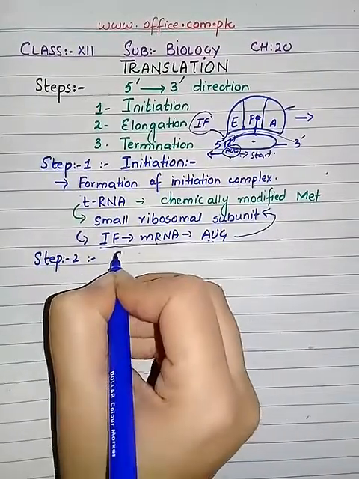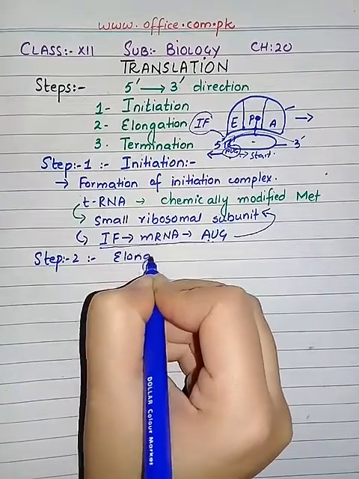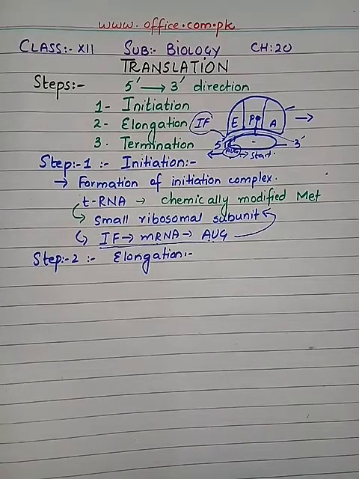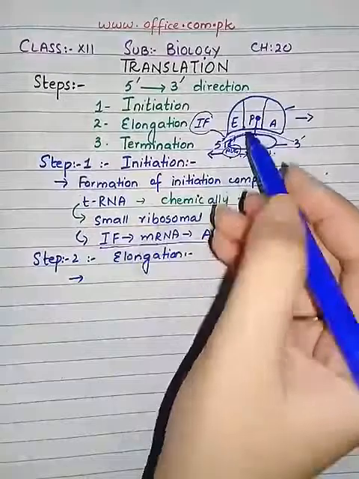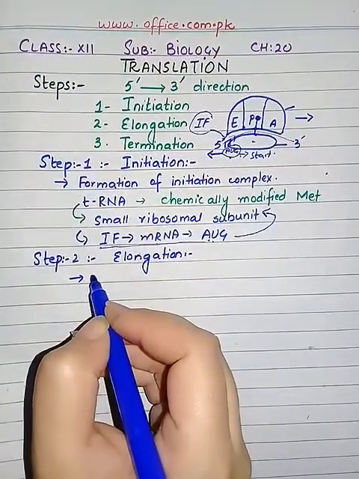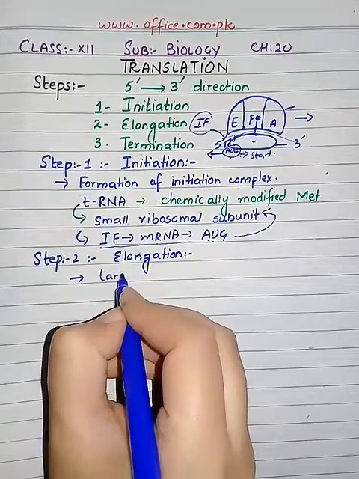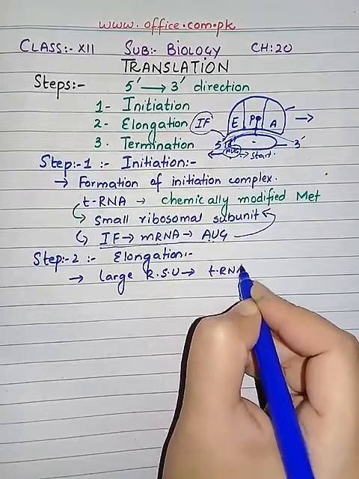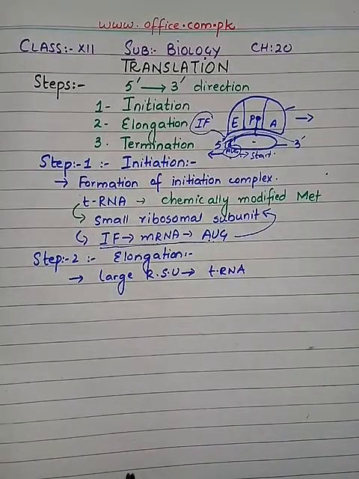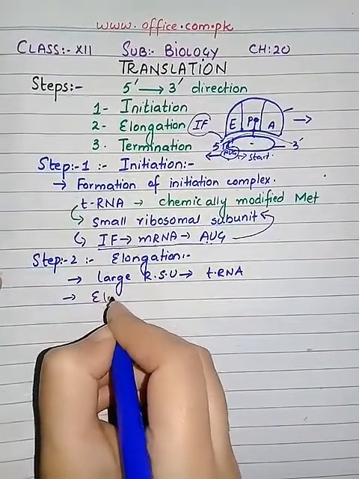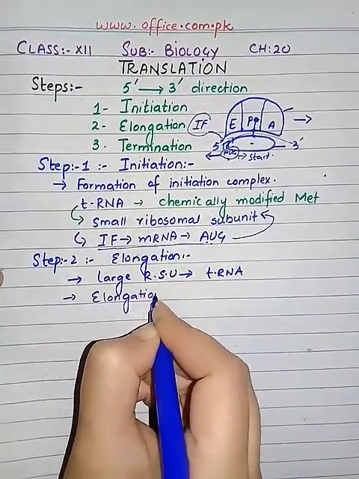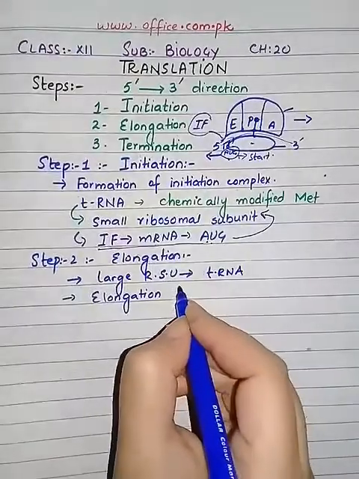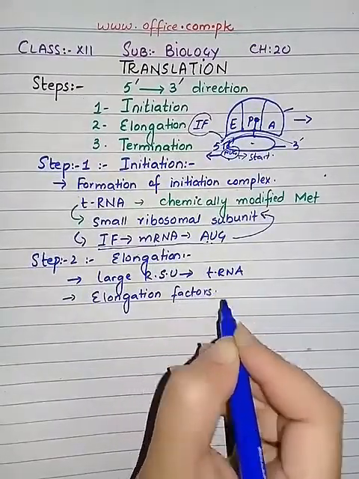Step 2 is elongation. After the initiation complex is formed, the large ribosomal subunit will properly bind to the transfer RNA with the help of some proteins which are known as elongation factors. Here the process was starting, so the initiation factors were there. Now here elongation factors will help in the binding.